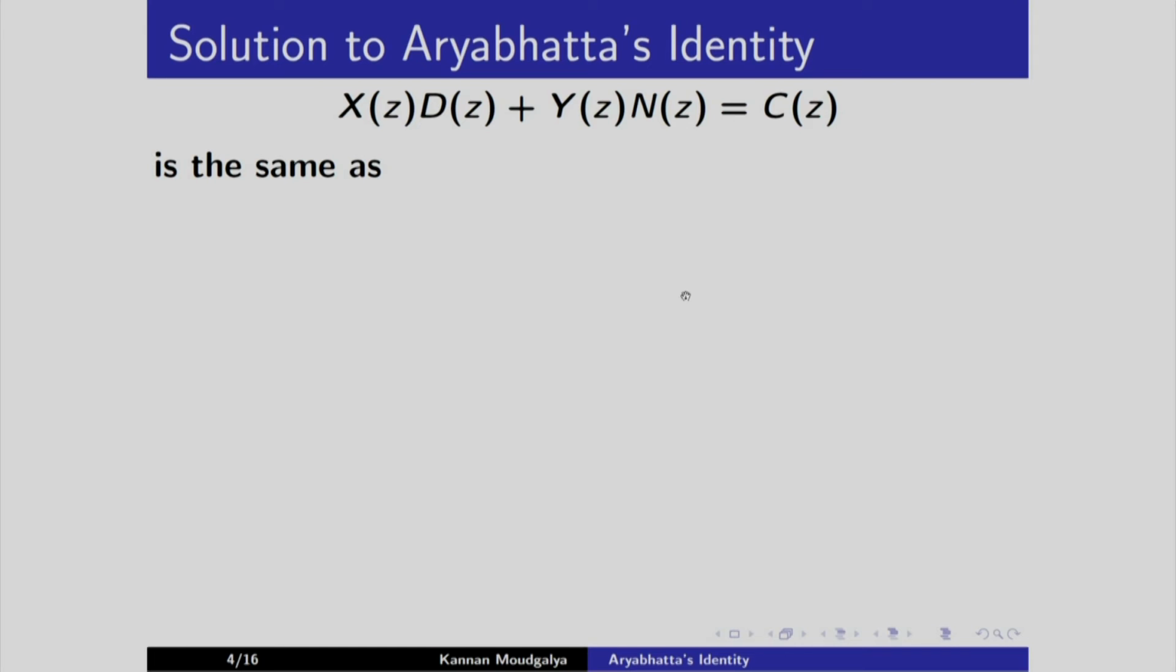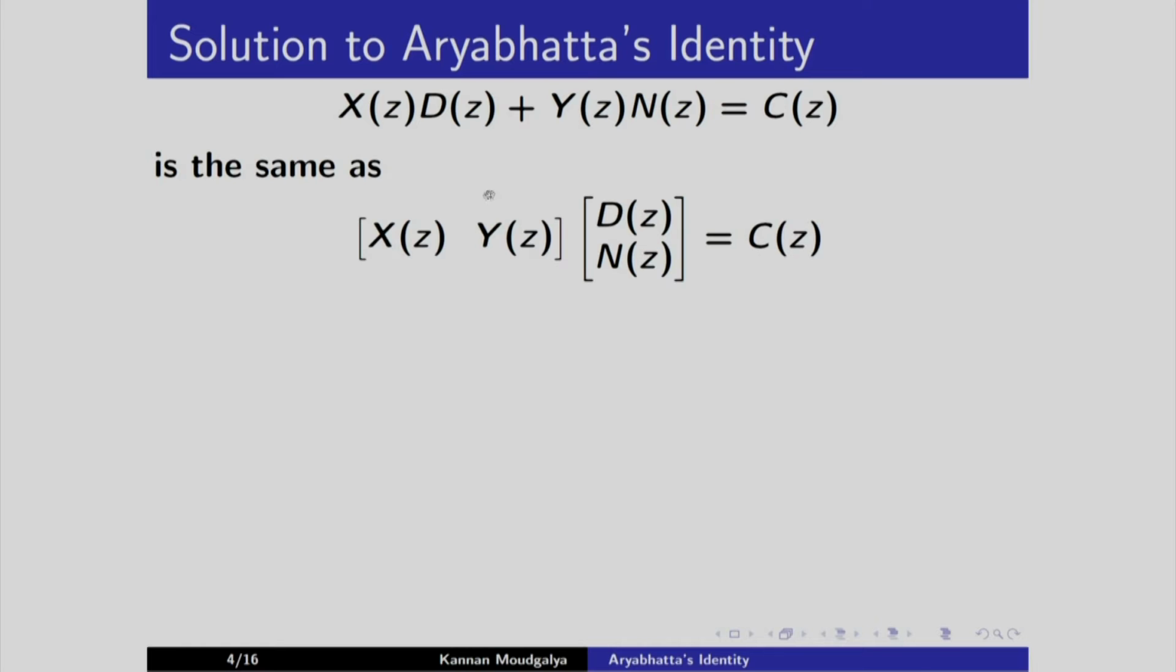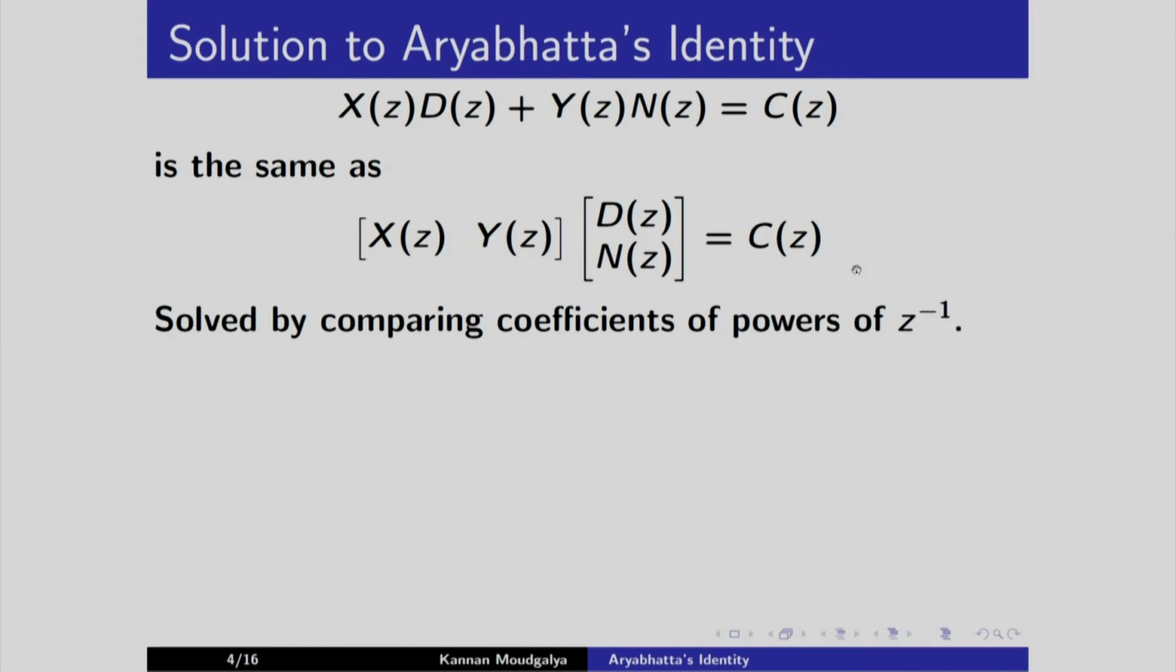Now let us solve this equation. Solution to this is the same as that of the matrix equation, where I have factored the unknowns x and y here. The knowns d and n are here in this vector, and then we have c on the right hand side. We solve this by comparing the coefficients of powers of Z inverse.